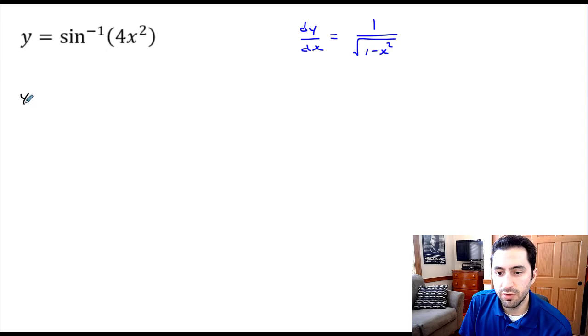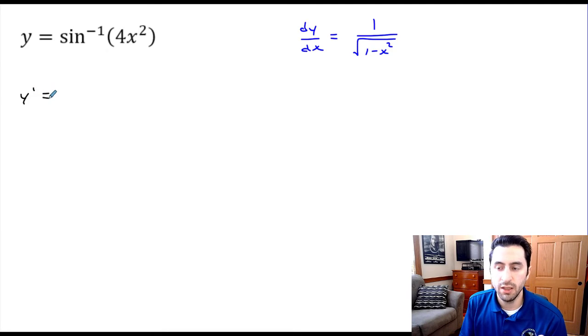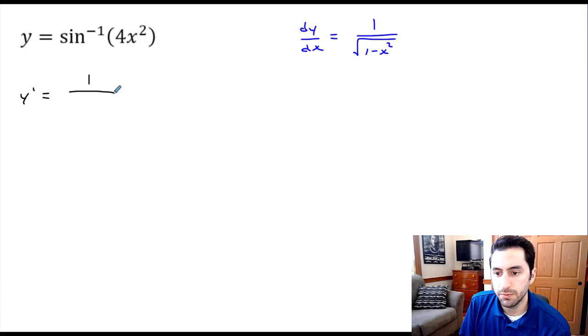So to find the derivative using the chain rule, we're going to take the derivative of the outside function and multiply it by the derivative of the inside function. Our outside function here is the inverse sine, so we're going to use our formula. The first part, we have 1 over the square root of 1 minus, and now instead of just x, it's going to be everything that's inside our parentheses. So we're going to do 4x squared, squared. And it's the square root of all of this.